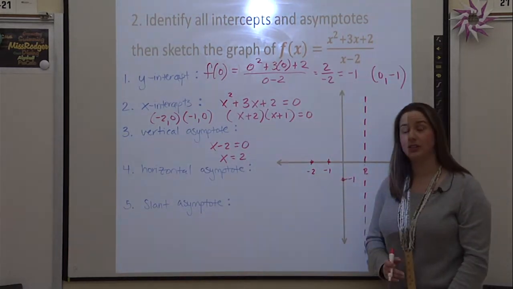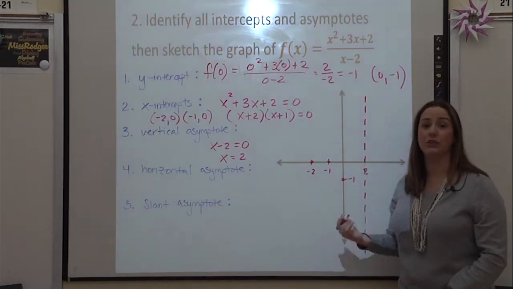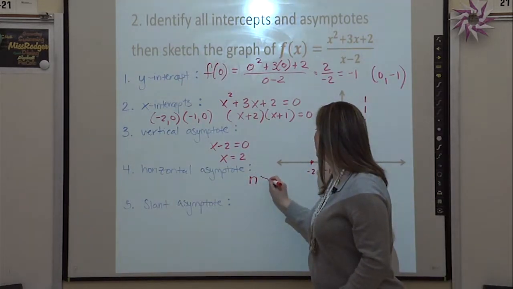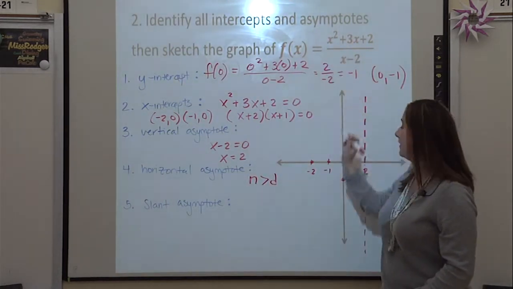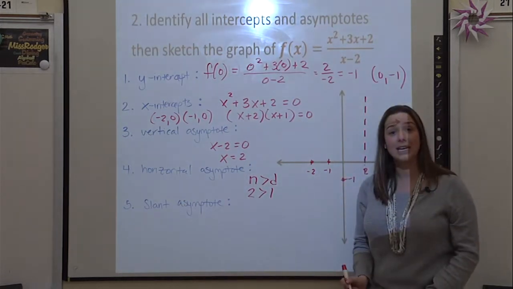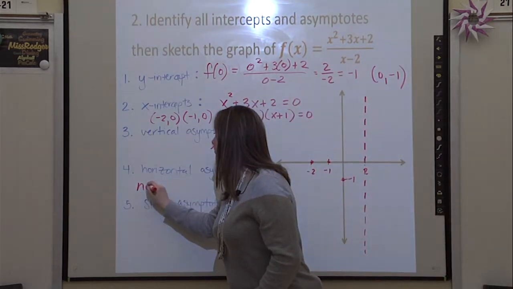For my horizontal asymptote, I want to think about the highest degree of the numerator and the highest degree of the denominator. So for this problem, my n is greater than d. Specifically, 2 is greater than 1. So what this is going to mean is that we have no horizontal asymptotes.